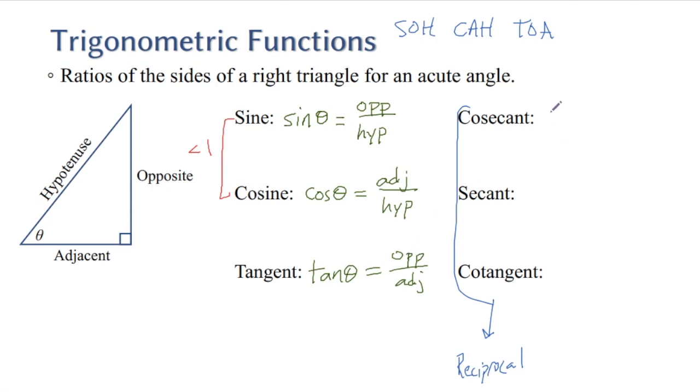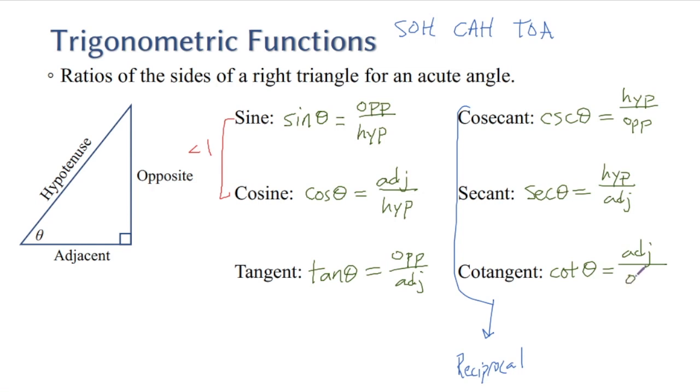So the abbreviation for cosecant is CSC, of the angle. And that, of course, is going to be the hypotenuse on top divided by the opposite. So it's literally taking sine and doing the reciprocal. Now secant, the reciprocal of cosine, is abbreviated SEC of the angle, and that's going to be the hypotenuse over the adjacent. And lastly, cotangent is abbreviated COT, and that, when you do the reciprocal, will be the adjacent side of the angle divided by the opposite side.